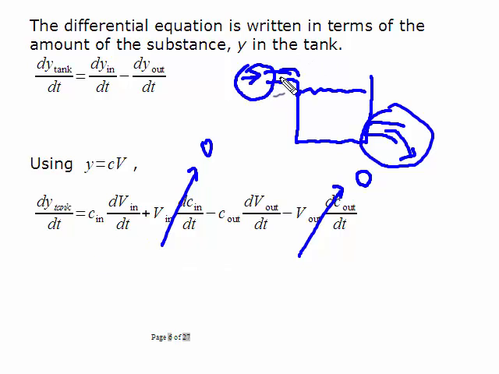And now let's say that the rate in this input and the rate in the output are constant. So we can call these constants. This can be R in, and this can be R out. And now we just have a differential equation in terms of Y, and that is the amount of substance in the tank. So we can get rid of the word tank. And now we have some differential equation that we can actually solve.